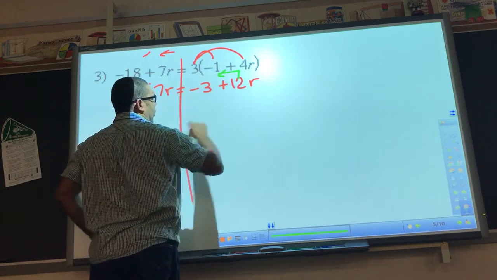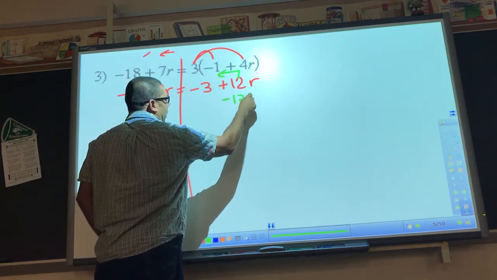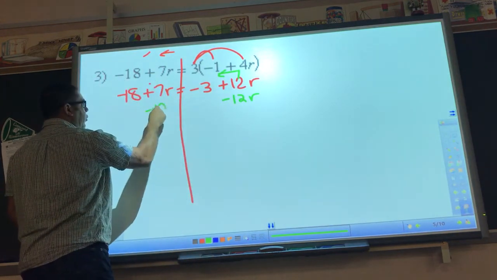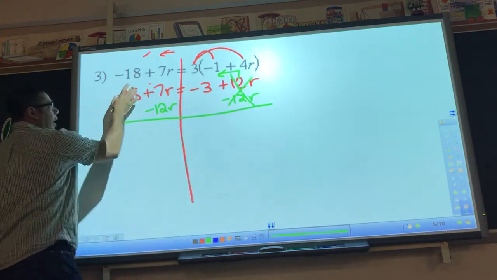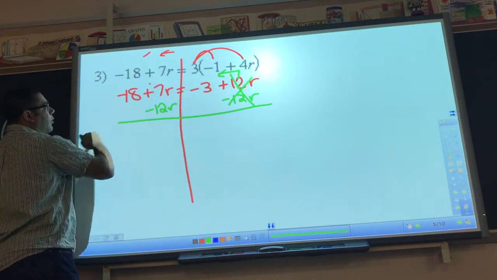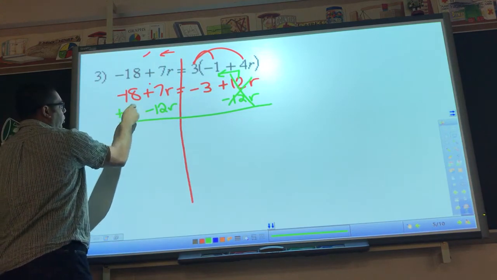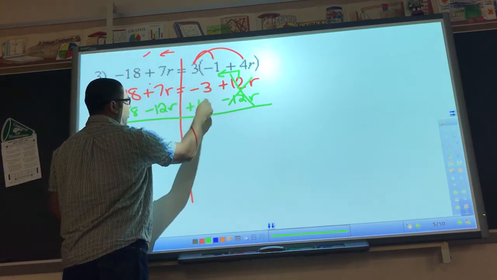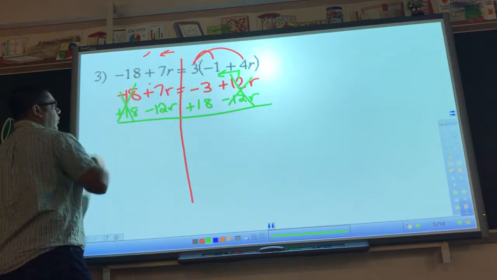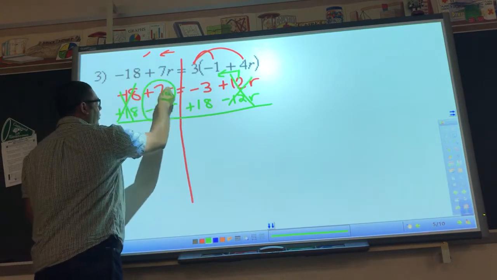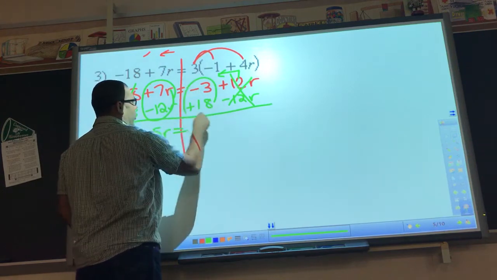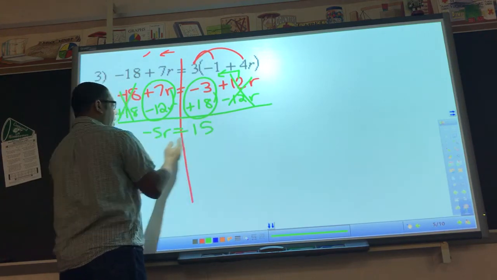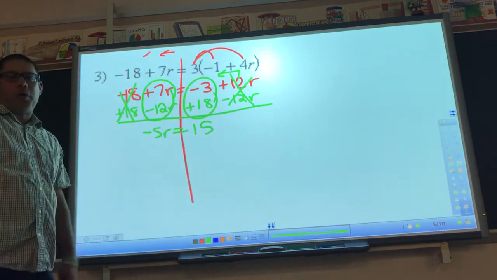I'm putting my variables on the left. It's a positive 12r, so I'm going to add a negative 12r to both sides, and that is 0. I have my negative 18, so in order to move that, I need to add a positive 18 to both sides. That adds up to 0, and I combine my like terms here. It's going to give me negative 5r equals 15, and notice they're on opposite sides like they're supposed to be.